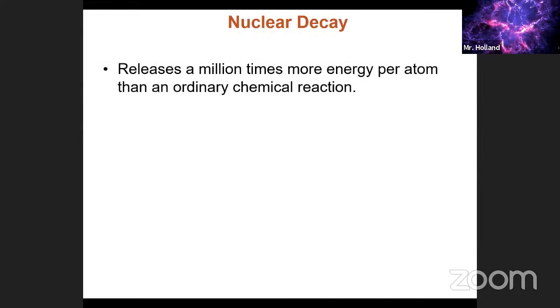Nuclear decay is a release of millions of times more energy per atom than an ordinary chemical reaction. When we're talking about nuclear decay, we're talking about the nucleus of the atom. In the nucleus of the atom, when it breaks apart, it releases a huge amount of energy. In an ordinary chemical reaction, we're talking about what the electrons in the atom are doing. The electrons control chemical reactions, and they produce much less energy in their reactions than does the nucleus, where the protons and neutrons are stored. When they break apart and rearrange, they release a tremendous amount of energy.